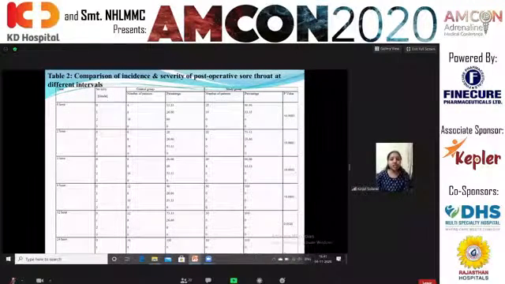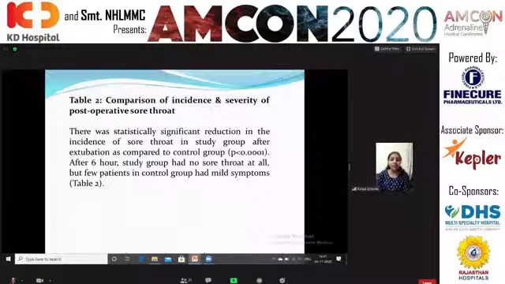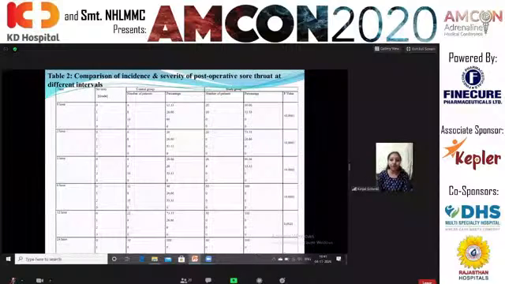This table is showing comparison of incidence and severity of post-operative sore throat at different intervals. There was statistically significant reduction in the incidence of sore throat in the study group after extubation as compared to the control group. And after 6 hours, the study group had no sore throat at all, but a few patients in the control group had mild symptoms.